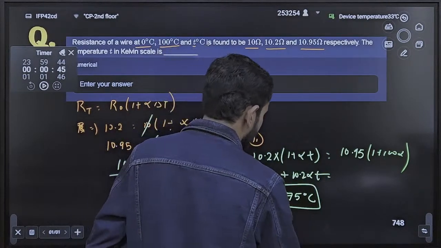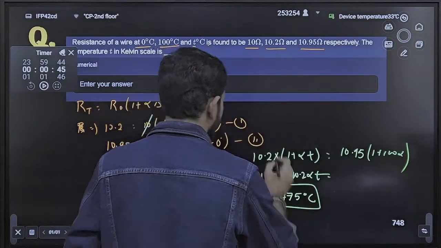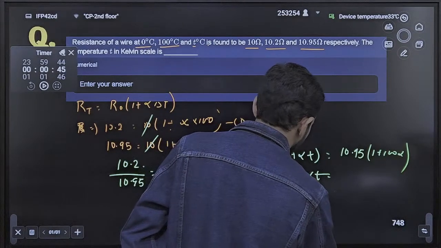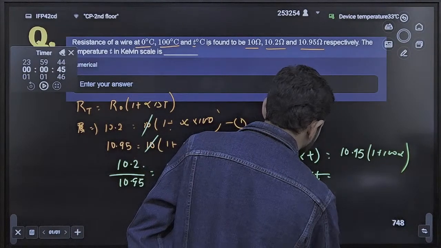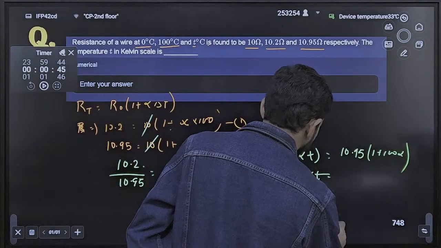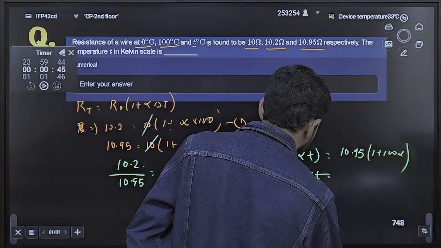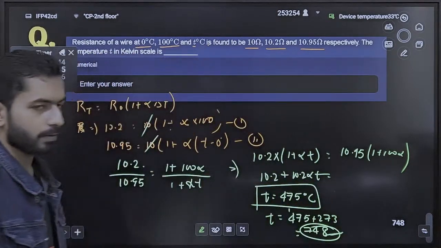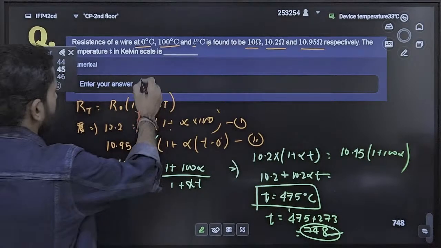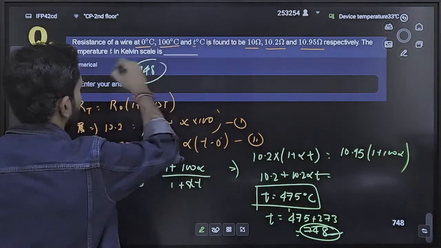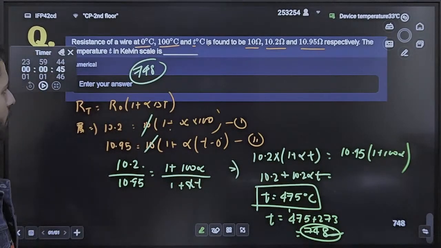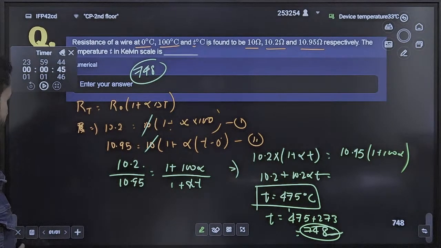And when this is the answer that is coming, because the question is asking me in Kelvins, the temperature can be written as 475 plus 273. Now you can write in Kelvin. 5 plus 3 is 8, 7 plus 7 is 14, 4 plus 1 plus 7 is 12, 748 is the correct answer. Simple formula application that we have done, and then we have solved the question. Is it clear? Let's move to the next question.